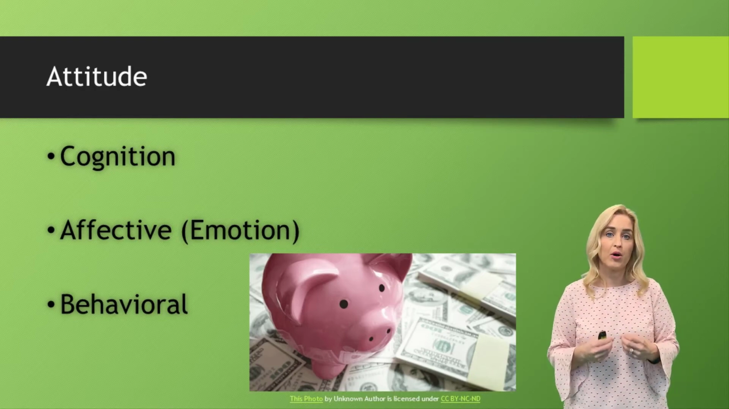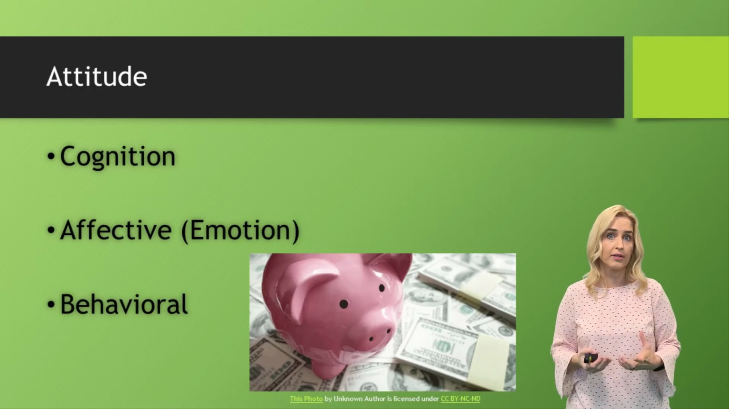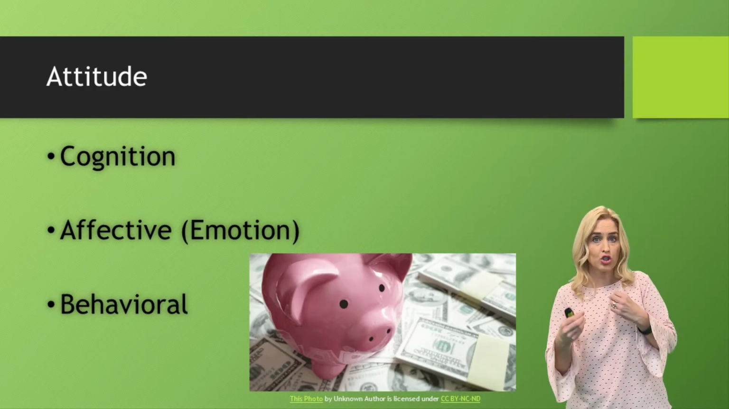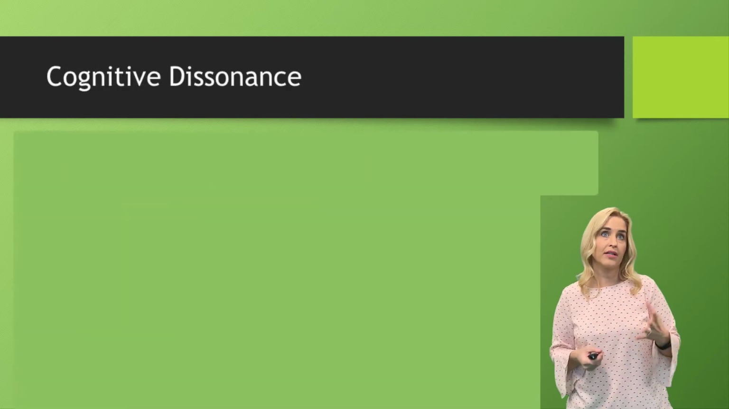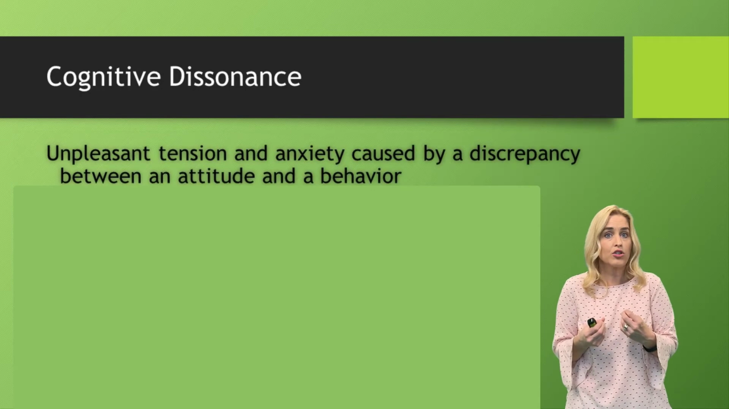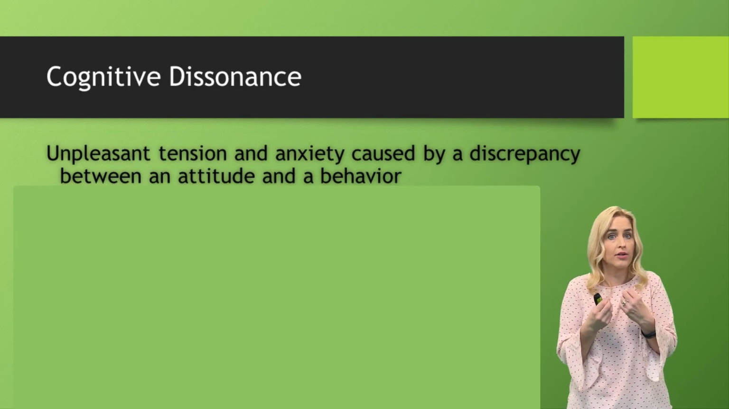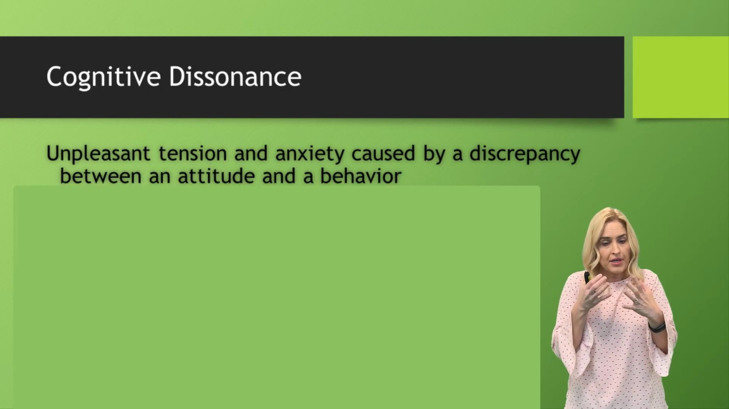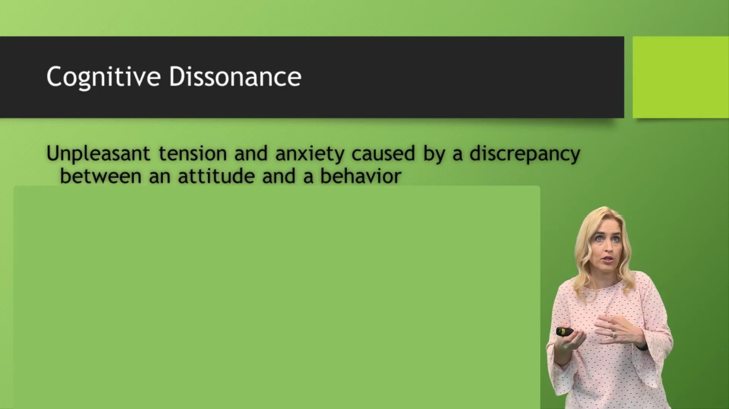When one of these components doesn't align, that's when we have incongruence. And this is a way to actually change behavior and change attitude. This was found in a study on cognitive dissonance. It's an unpleasant tension and anxiety that's caused by a discrepancy between our attitude and our behavior. So that behavior component isn't matching with our cognition and our emotion.